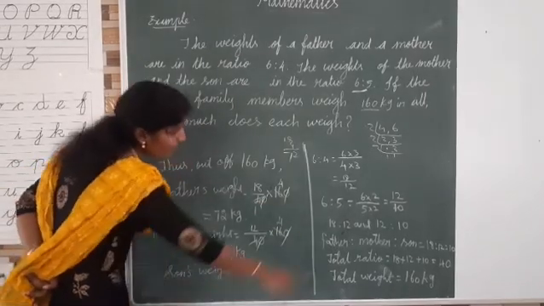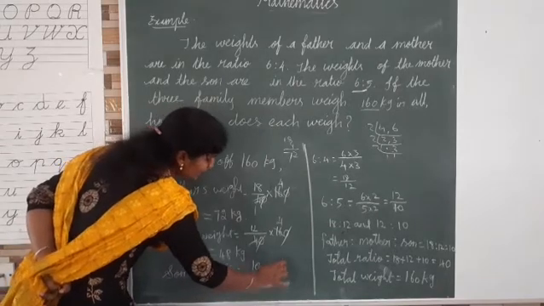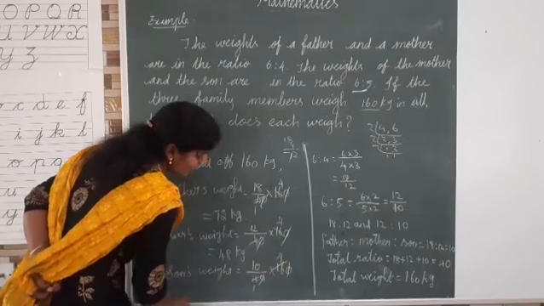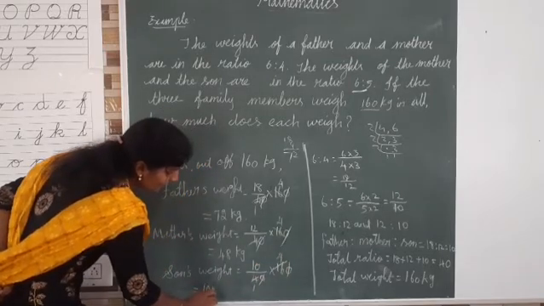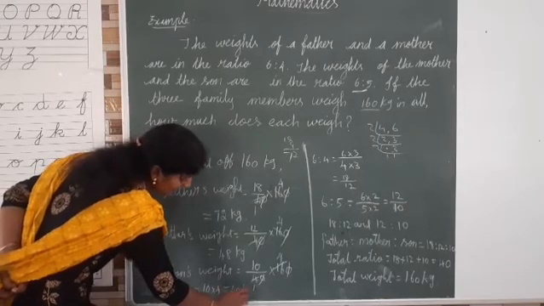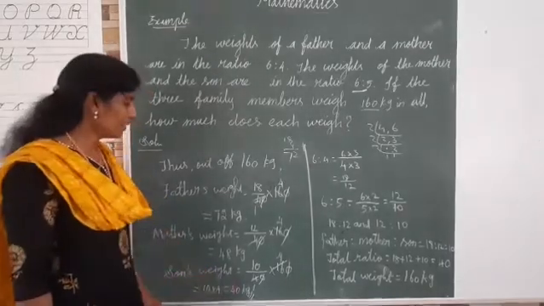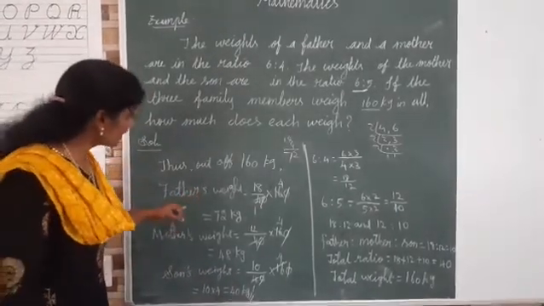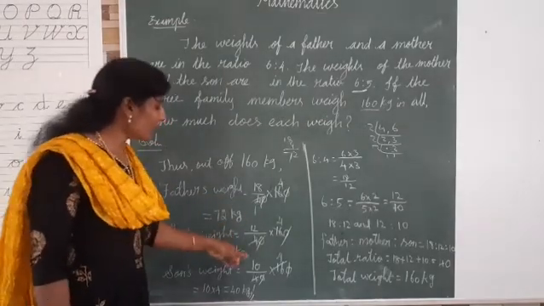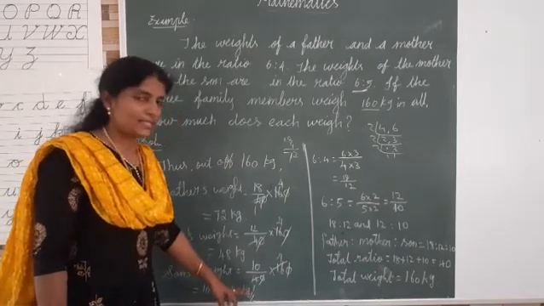Okay, then what's the son's weight? Son's weight equal to, what's the ratio of son? 10 by total ratio 40 into 160. 0 0, 1 4 is 4, 4 4s are 16. Equal to 10 into 4 equal to 40 kg. What's the son's weight? 40 kg. Okay. Now we know that. What's the father's weight? 72 kg. Mother's weight 48 kg. Then son's weight is 40 kg.